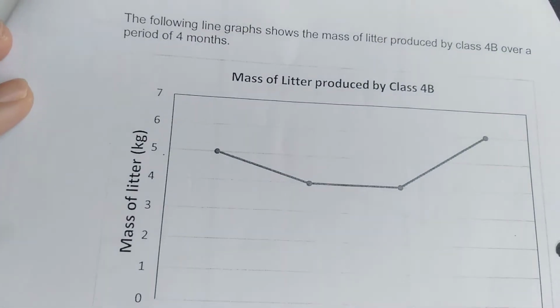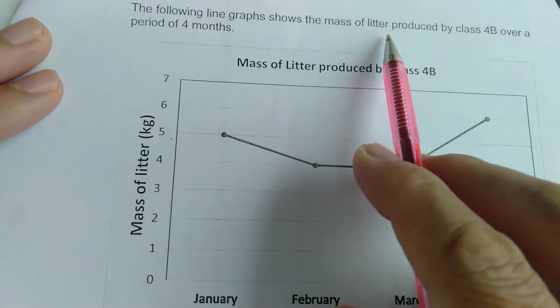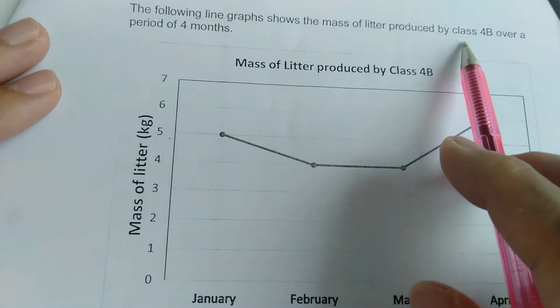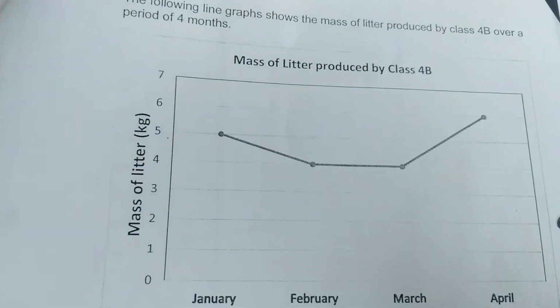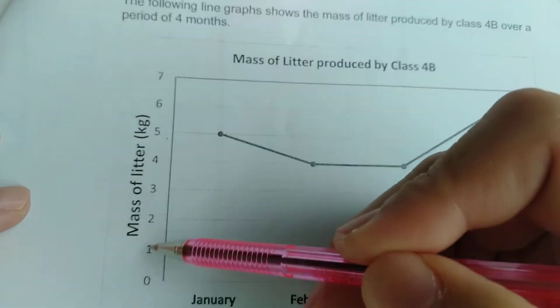Now let's go on to the next question. Now this is a line graph. The following line graphs show the mass of litter produced by class B over a period of 4 months. As in, how much litter did they produce? This vertical line here has some numbers.